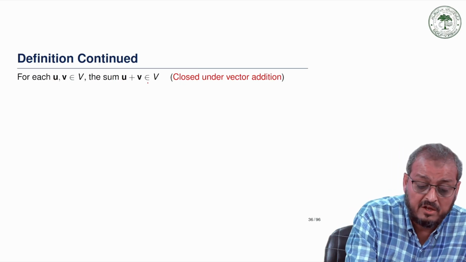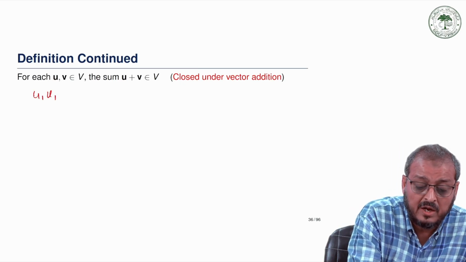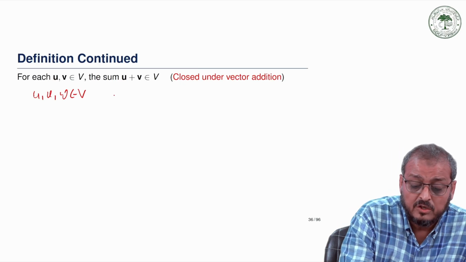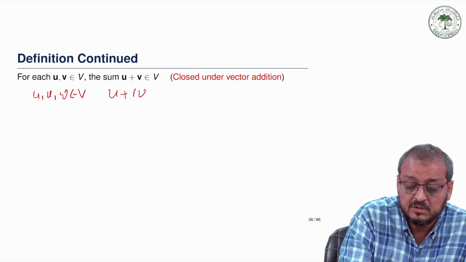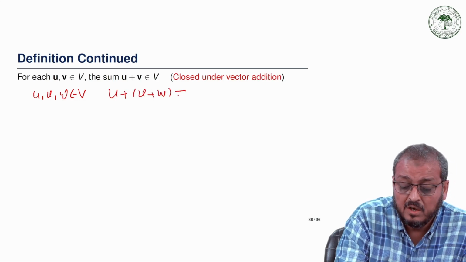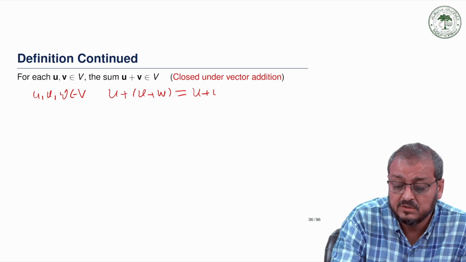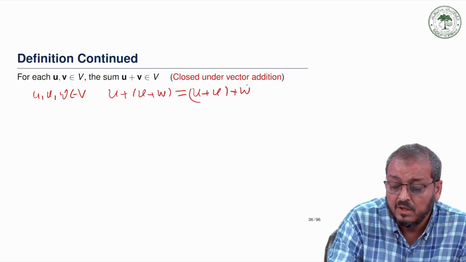Then we have u, v, and w as elements of V. So we take u plus v plus w, which is equal to u plus v plus w, in the other grouping.